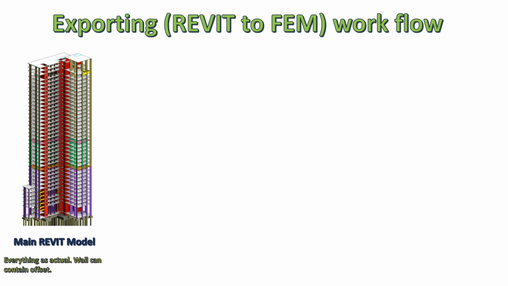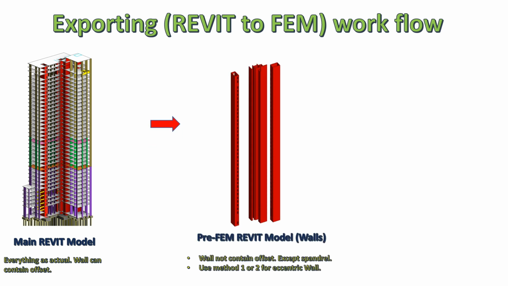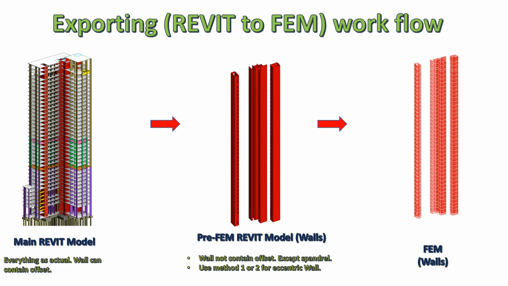In summary, here is the workflow to export the Revit model to the finite element model. First, you have the main Revit model where everything is modeled as per actual. The wall can contain offset and eccentricity as per actual. Then, just before exporting, you save your main model as the pre-finite element Revit model. Here, you reset all wall offsets to 0 in order to eliminate the unconnected node problem, and choose how you will handle the eccentric wall. Finally, you now have a proper finite element model for all of the structural walls.